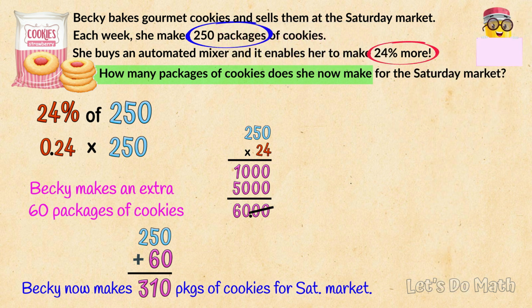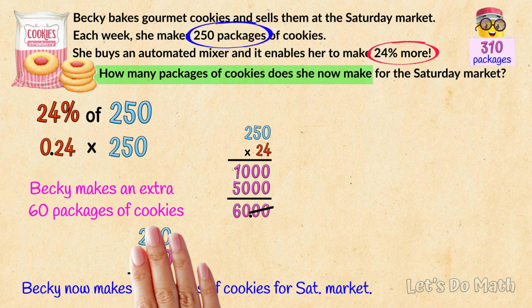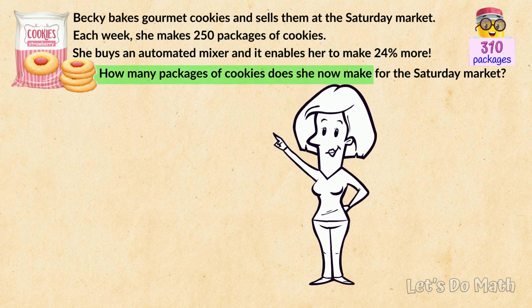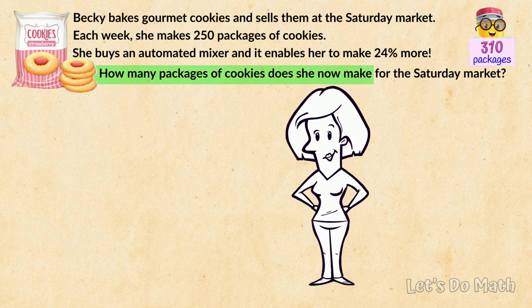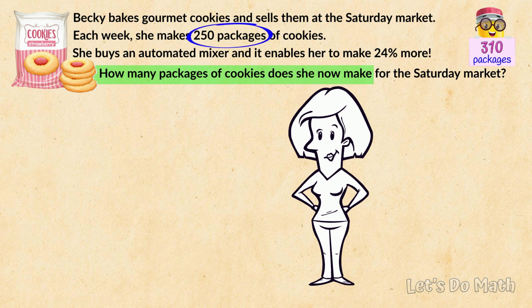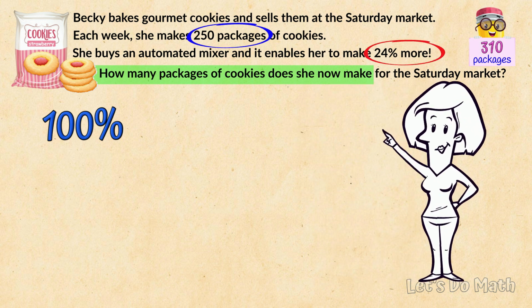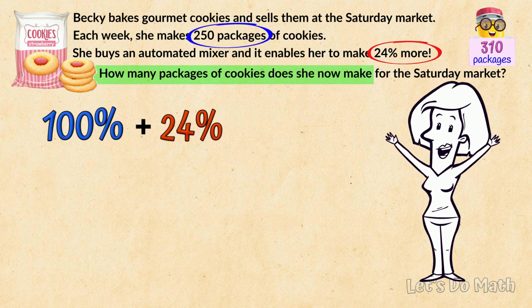Let's make a note of that final answer and clear the screen. Start from scratch. We want to know how many packages she makes now. We know she used to make 250 each week. We can call that 100%. It's all her old production amount. And we're told that with the new mixer, she makes 24% more. So we can add 24%.